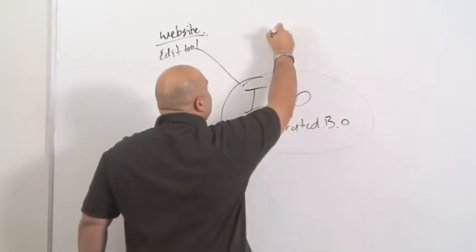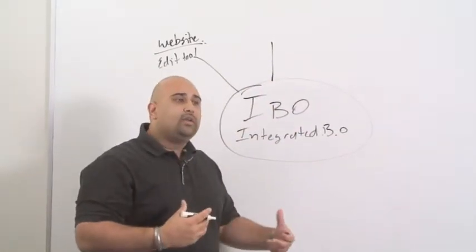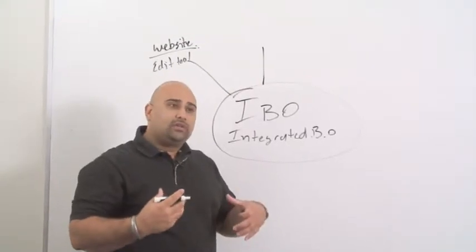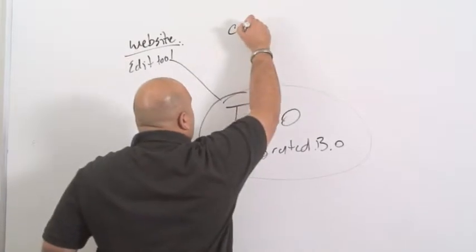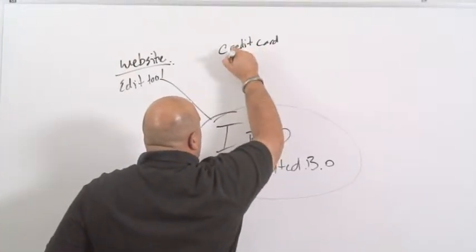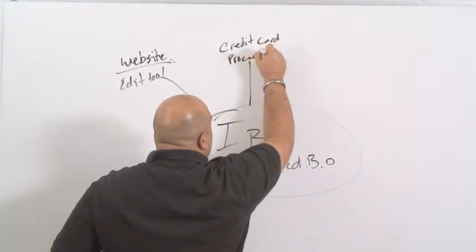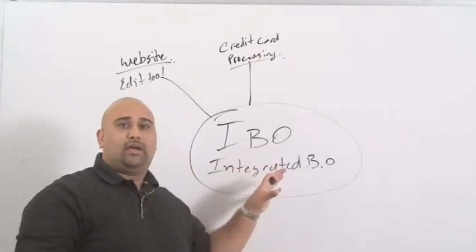Next, I would say this is perhaps the most unique feature that we have, and arguably the most powerful one. That's credit card processing. And credit card processing is integrated into the IBO.